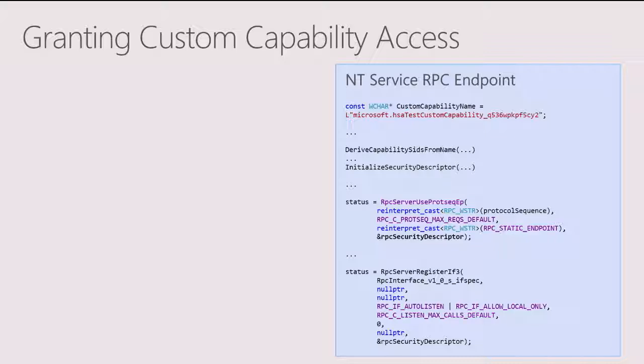As you see here, we have some distilled version of code we're going to show you later, which basically is: you have the custom capability, you derive capability SIDs from name, you use that SID to build a security descriptor, and then you're just going to set it on your RPC endpoint and then on your interface. Now, any UWP app with that custom capability can open your RPC endpoint.